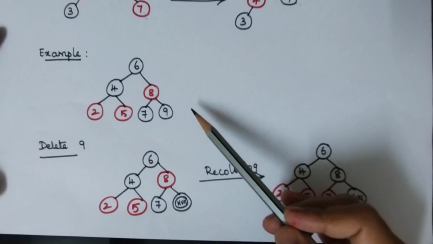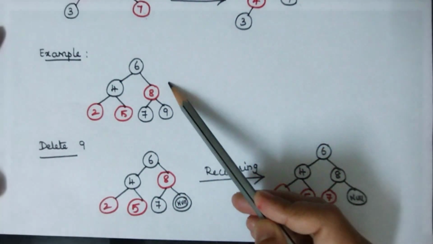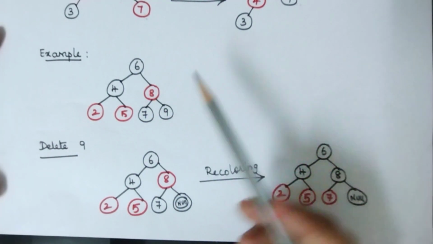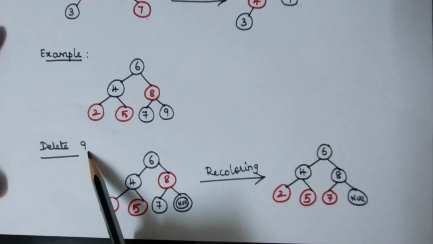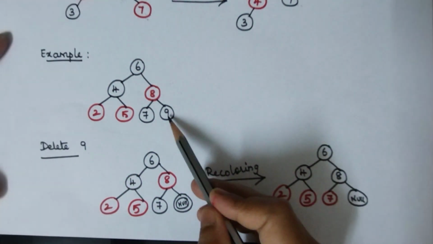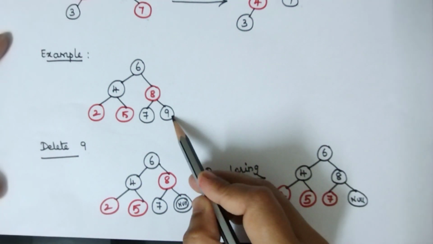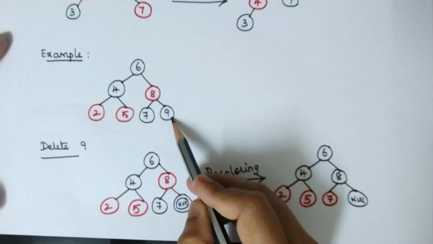Here is an example for deletion. This is a given tree. In this tree, we have black nodes and red nodes. So this tree is initially balanced. Now you are trying to delete value 9 from this tree. Okay. So what if you delete 9 from this tree? You just take the color of the value first. So the node color is black color.